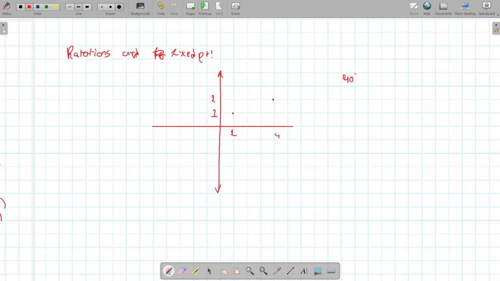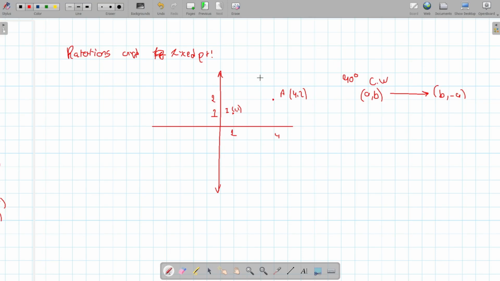Let's say I want to rotate 90 degrees clockwise. 90 degrees clockwise, we said A comma B goes to B comma minus A. But in this case, let's say this is point A, which is 4, 2, and this is point I, which is 1, 1. We can't say 4, 2 becomes 2, minus 4, because we're not rotating around the origin. And I have some steps to solve this, okay?